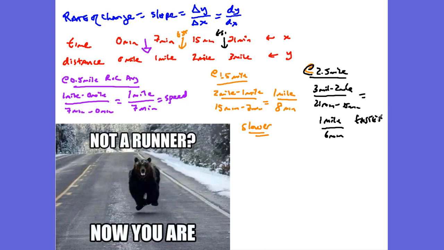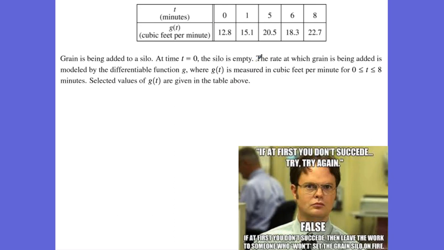Because we know what's called the average rate of change. And so this person is running 1 mile for every 6 minutes. And we can do that in so many different scenarios, like this one. We have the grain being added to a silo. At time t, that's our independent variable, is x. We know the rate, which means we know the y.